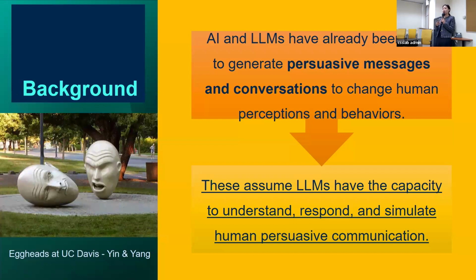So in the past, we started very early with, for example, rule-based conversational dialogue systems that could also generate this type of persuasive conversation to change humans' perceptions and behaviors. We have made a really huge step in advancing this research because of artificial intelligence and large language models, which are now advancing this whole line of research to a very high level. This research assumes these models have the capacity to understand, respond to, and simulate human persuasive communication, right? So even without knowing the exact algorithms and datasets used to train those models, you can directly test their conversational capacities with human subjects.